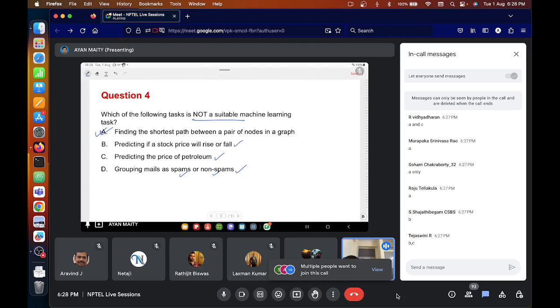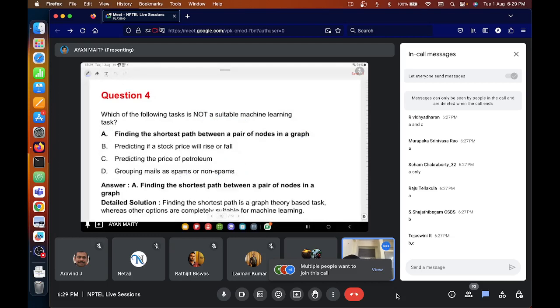But option A, finding the shortest path between a pair of nodes in a graph, is a very well-known graph theoretic problem. And there are specific algorithms present for that, Dijkstra's algorithm and Bellman-Ford's algorithm. There are many such algorithms, but this is not suitable for machine learning tasks. There are much easier deterministic algorithms that are already present for that. So option A is not a suitable machine learning task. This is a graph theoretic problem, and the other options are all machine learning tasks. So option A is the only correct answer here.